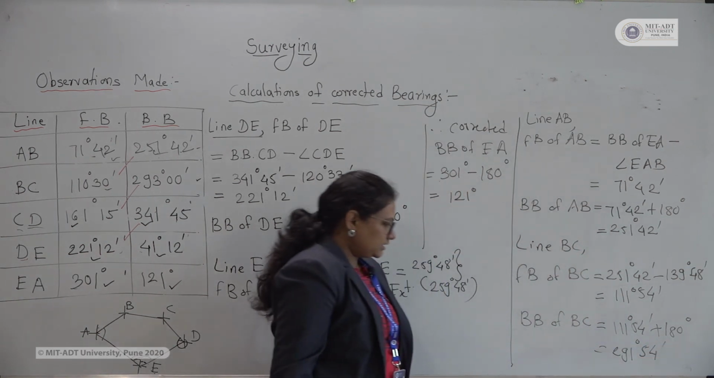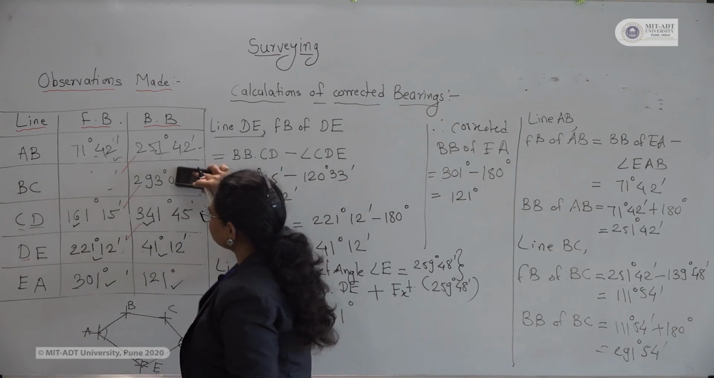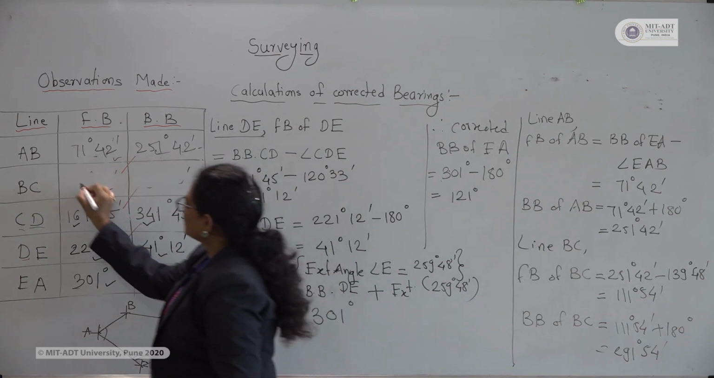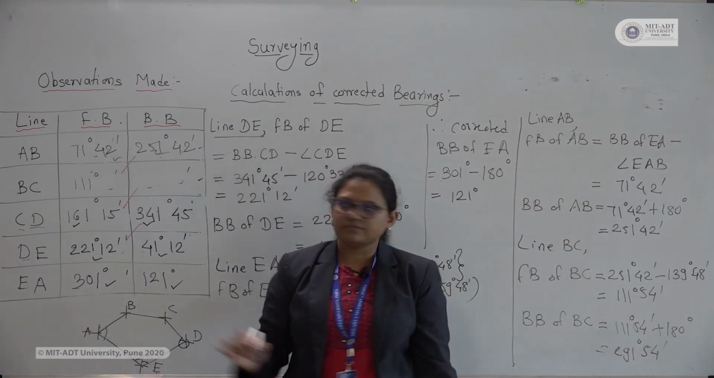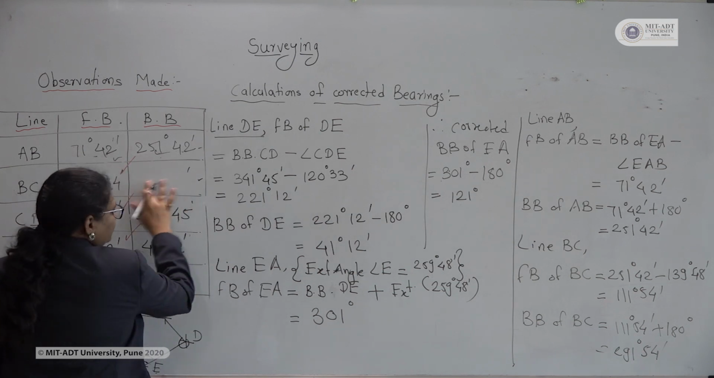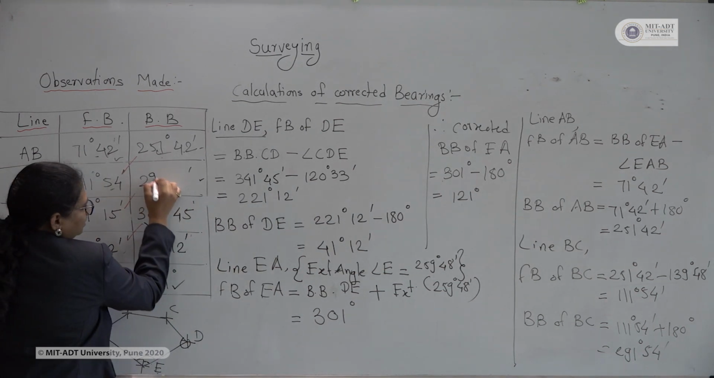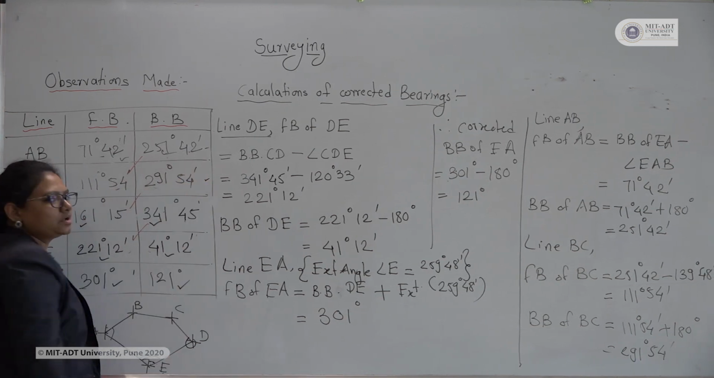So, these are the corrected values of our bearing. Simply we will write down here: it is 111 degree 54 minutes, and the corrected value of the back bearing is 291 degree and 54 minutes.